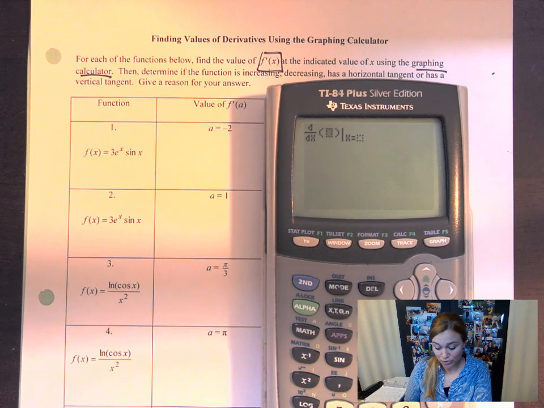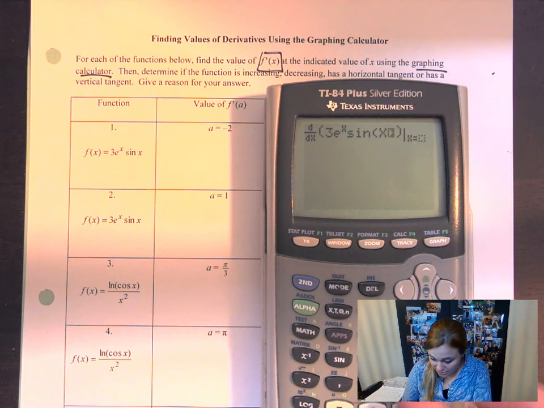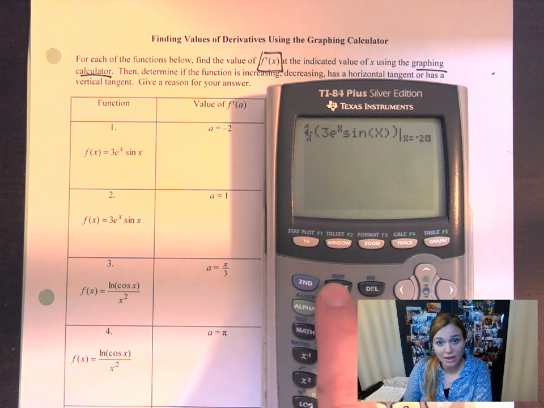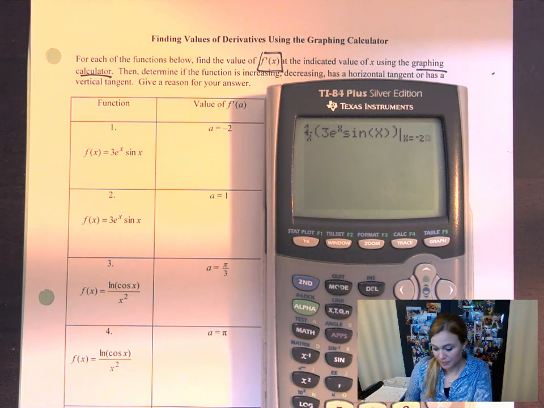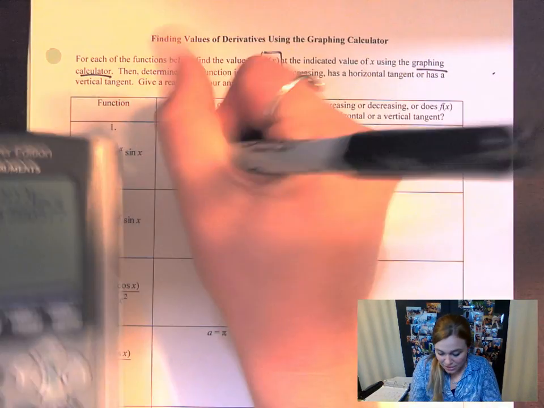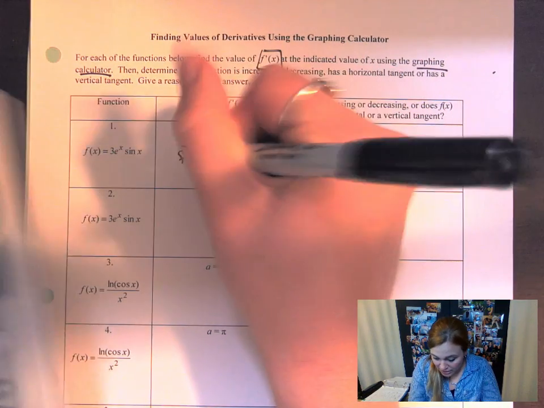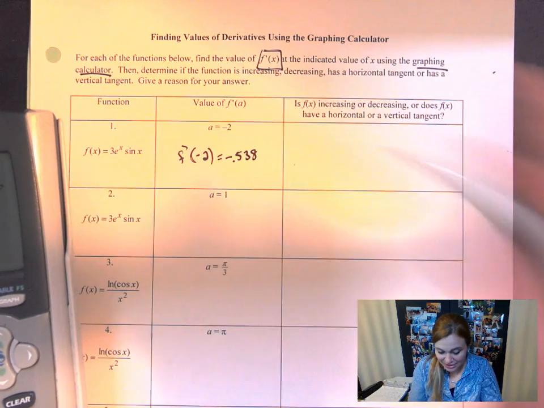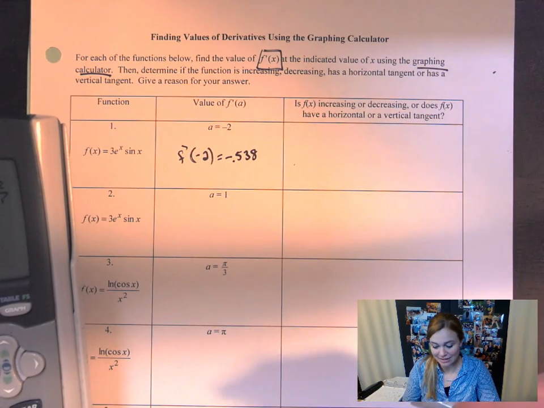Inside this parenthesis is your function. So 3e to the x power sine of x. And then I'm going to say I want this at x equals -2. If your calculator is not in radians, make sure that you go into mode and then you click on that and you push radians. But here you go. So my derivative, look at that, so easy, f prime of -2 is -0.538. And I'm doing 3 places after the decimal just to get in that habit.